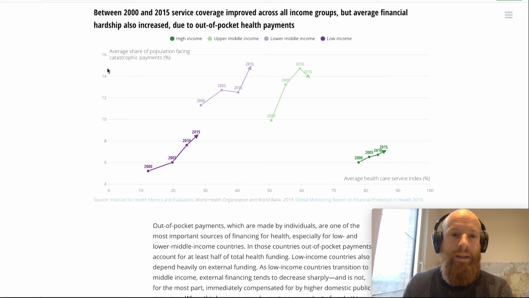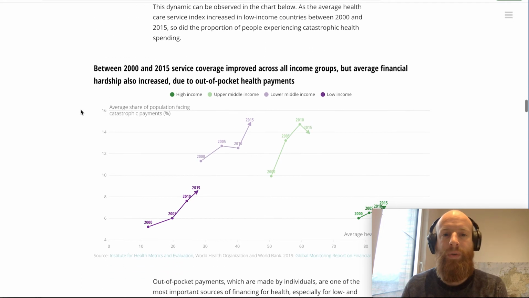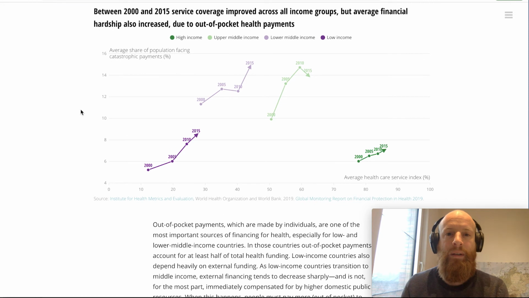On the y-axis, we have the average share of the population facing catastrophic payments, which means that some people suddenly might need access to healthcare service, and they need to pay a lot of money. I think the threshold is 10% of their income that should go to these healthcare services. And you see four arrows or four lines of this on this chart.